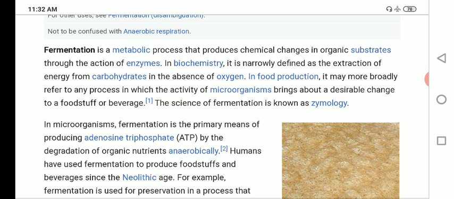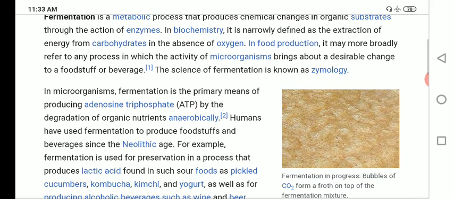The science of fermentation is known as zymology. So basically, fermentation is a metabolic change that is carried out by enzymes, and those enzymes bring chemical changes in organic substrate through their action, and they turn the product into a different product. Basically, this process involves the activity of microorganisms. So fermentation is purely carried out by microorganisms.